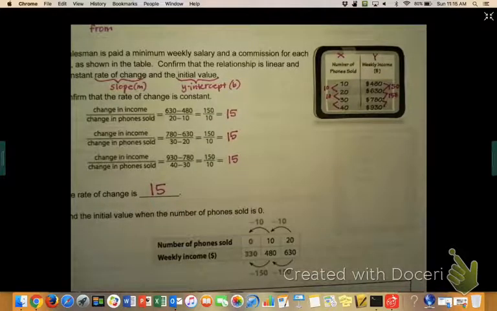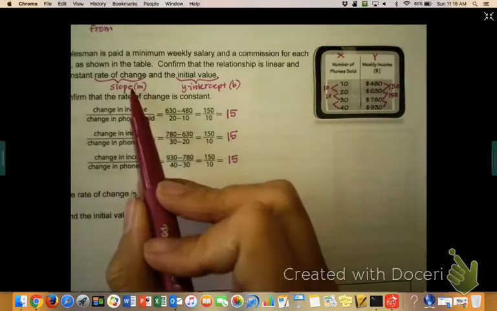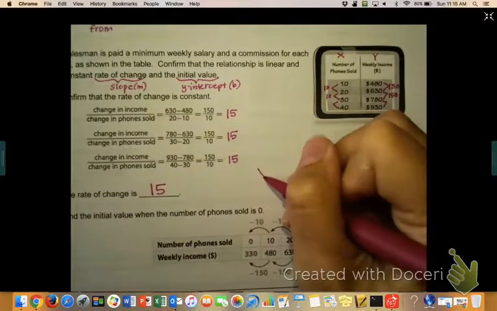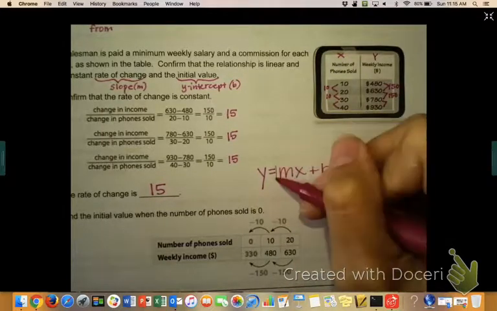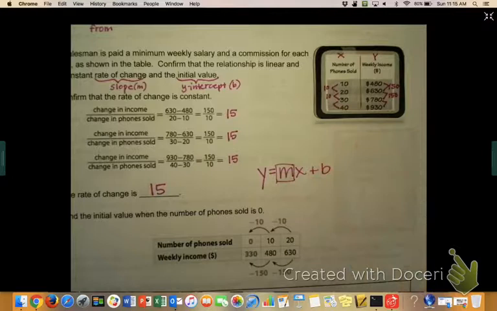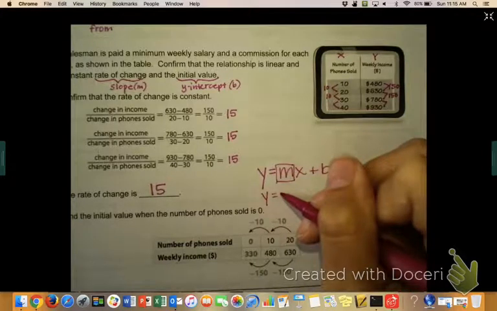Now, what we need to do, now that we know it's constant, and we know our 15 is our rate of change, so that's going to be our slope, so our m. So if we went back to this formula, y equals mx plus b, we know part of it. We know what our m is going to be. It's going to be 15. So we know half of our equation. We have y equals 15x.